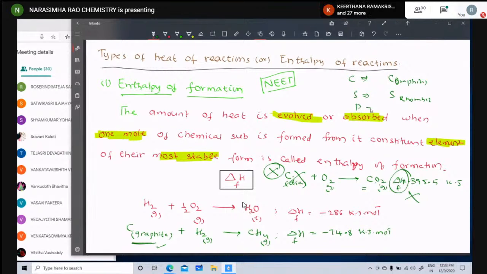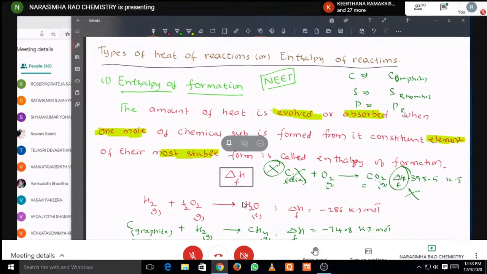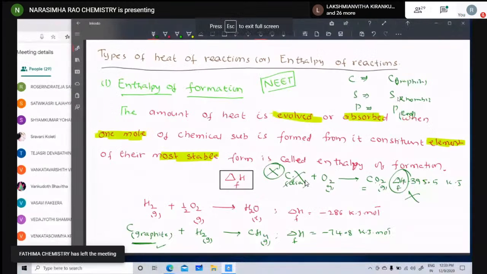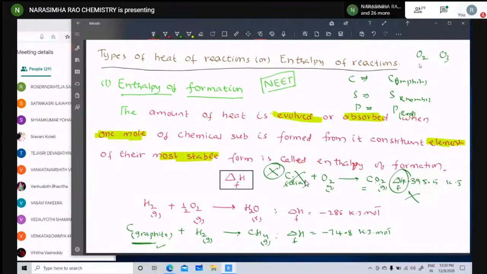In case of phosphorus, it is contradictory. Most of the books give red phosphorus as the most stable. Oxygen has two different allotropes, O2 and O3. O2 is the most stable form. It's clear? O3 is less stable. O2 is the most stable form.